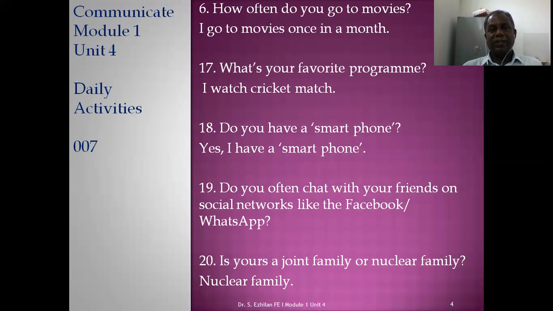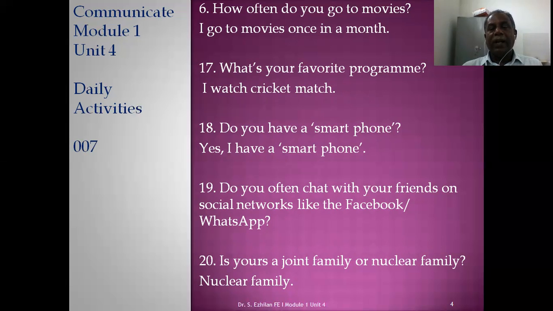Very next question. Usually, friends, when they meet, their first question is, what phone do you have? Do you have a smartphone? Do you have a mobile phone? So, do you have a smartphone? Yes, I have a smartphone. So, how do you respond? Do you have a smartphone? Yes, I have a smartphone. You can say it smartly.